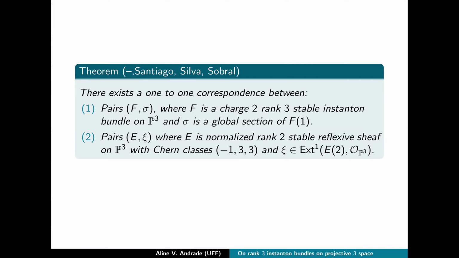So I don't know if we can use this technique as well, because in the case of charge 3, for instance, the rank 2 stable reflexive sheaf that we will have will have Chern classes -1, 4, 4. And then we don't have a classification. We don't have the study of stable reflexive sheaves. So I believe that we cannot continue to use these techniques for the study of other curves, as you suggest.